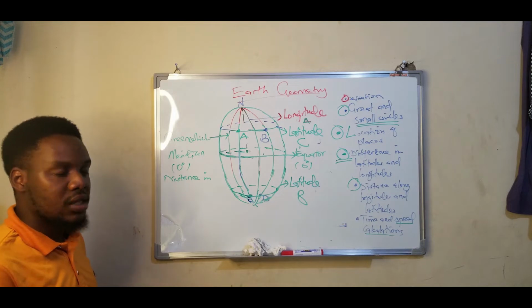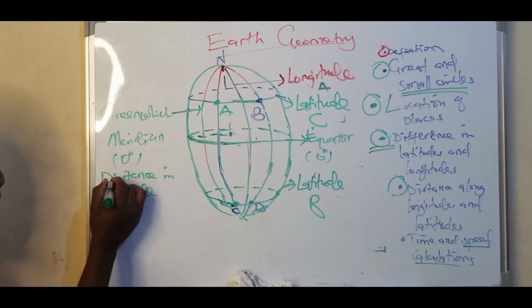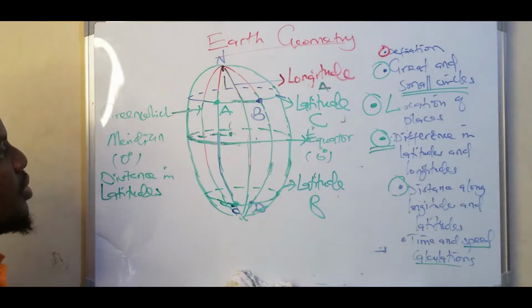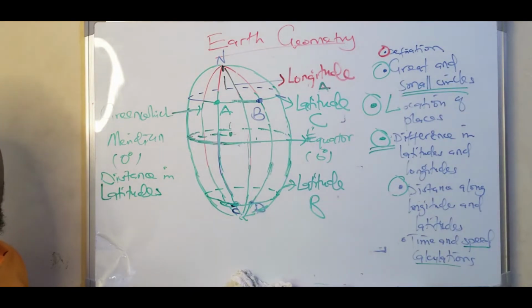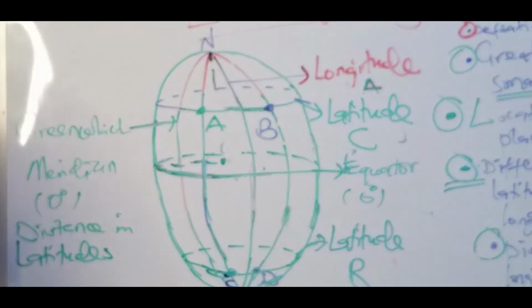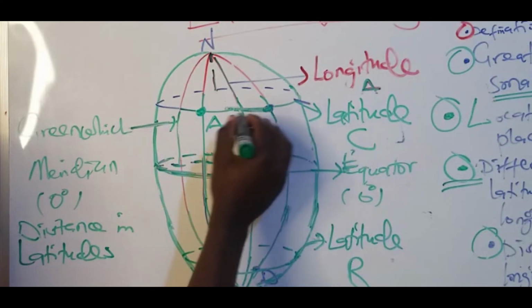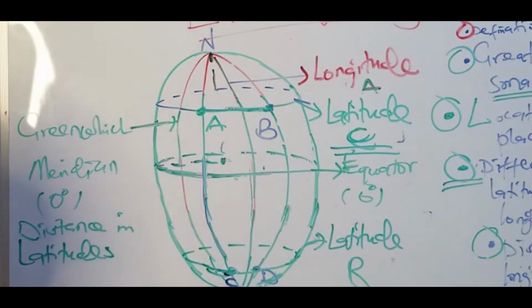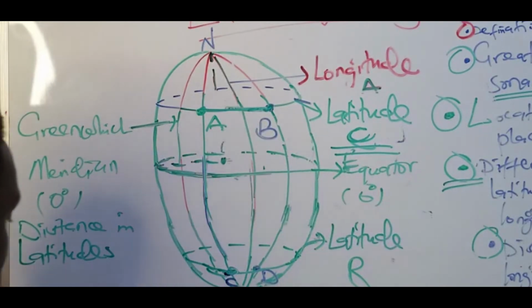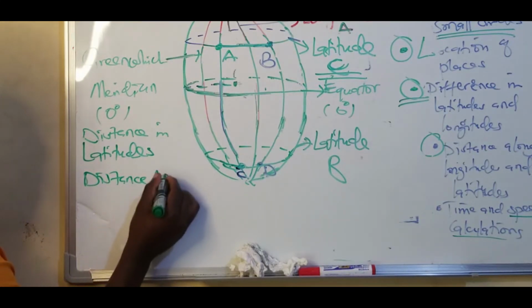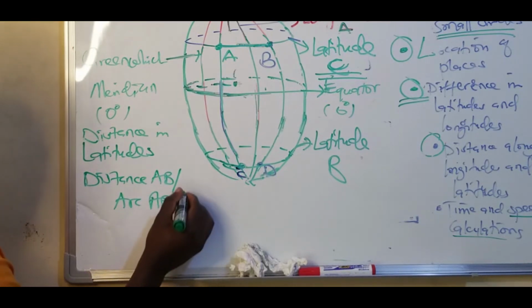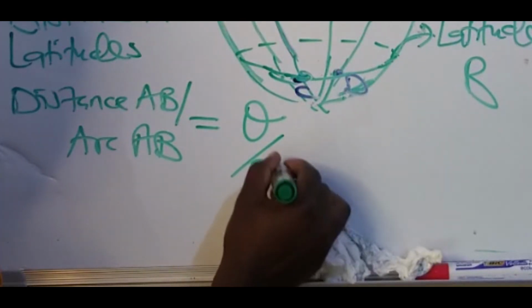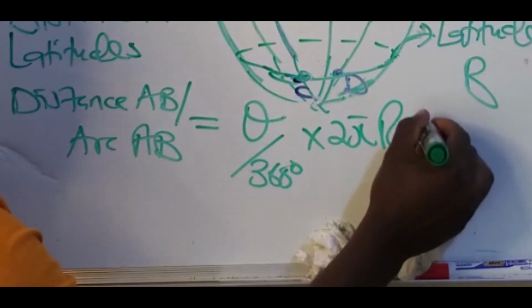Now let's see how we can calculate the distance in latitudes. Now remember, I said for you to know that you're calculating the distance in latitudes, you will see that those two particular points are lying on the same latitude. The only difference is that they will lie on different longitudes, but they will be on the same latitude. Let's look at how point A and B are. Point A and B are on the same latitude, which is latitude C. So if you're calculating the distance between A and B, definitely you're calculating the distance along latitude C. So distance AB, or arc AB, is equal to theta over 360 degrees multiplied by 2 pi r cos x degrees.